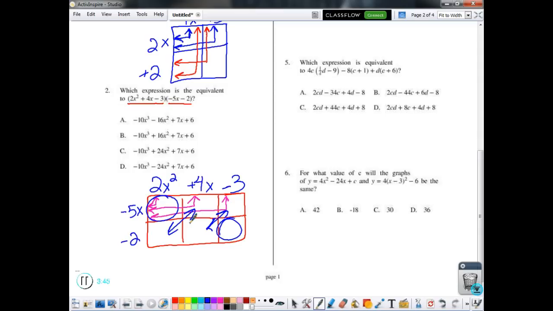Alright? Or if you're doing it on Desmos, you would put this in one box, and then you would check your answer choices one at a time to see which one would match. Okay? So go ahead and do that one real quick.